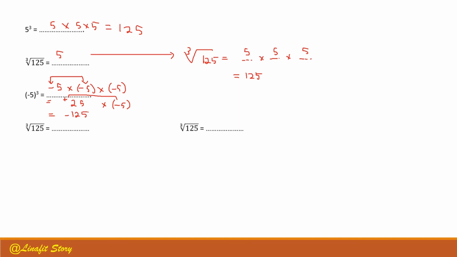So over here, you can see that the cube root of 125 is 5. But the cube root of negative 125 is negative 5. So, unlike square roots, a number has only one cube root, and it is possible to obtain the cube root of a negative number.